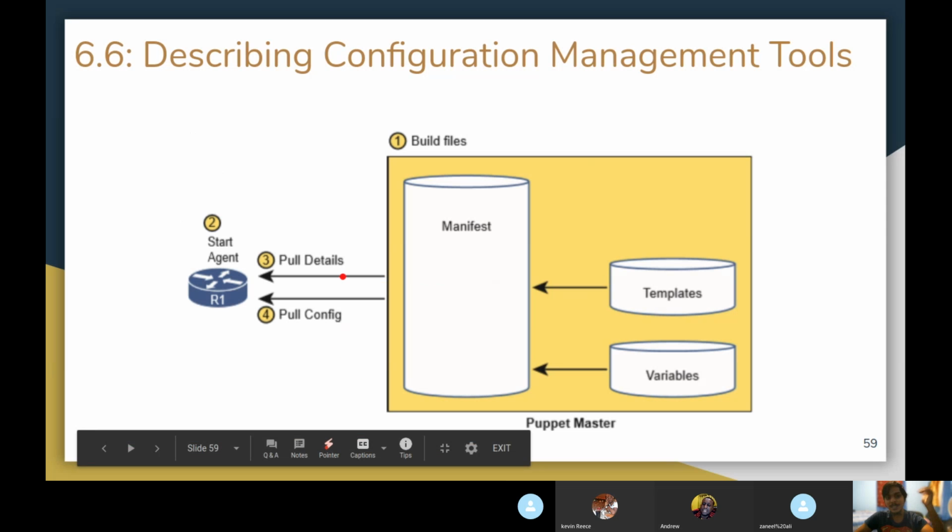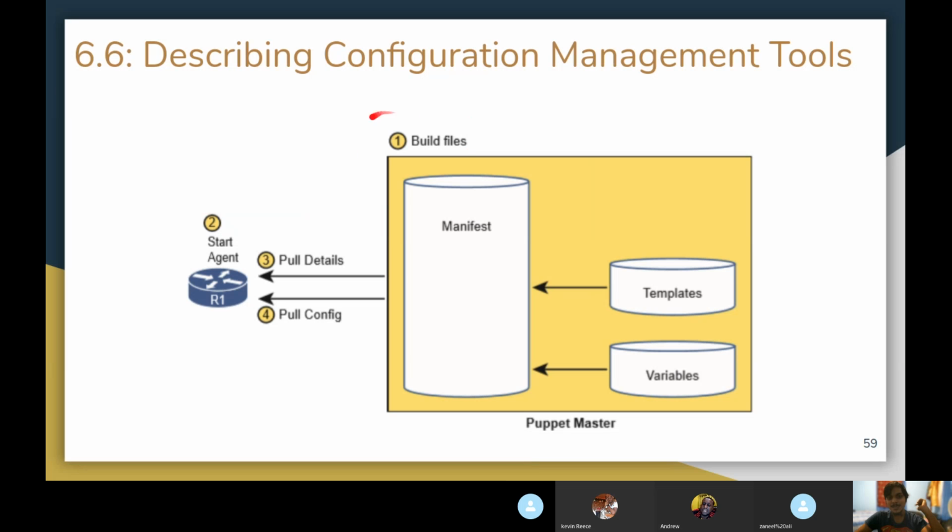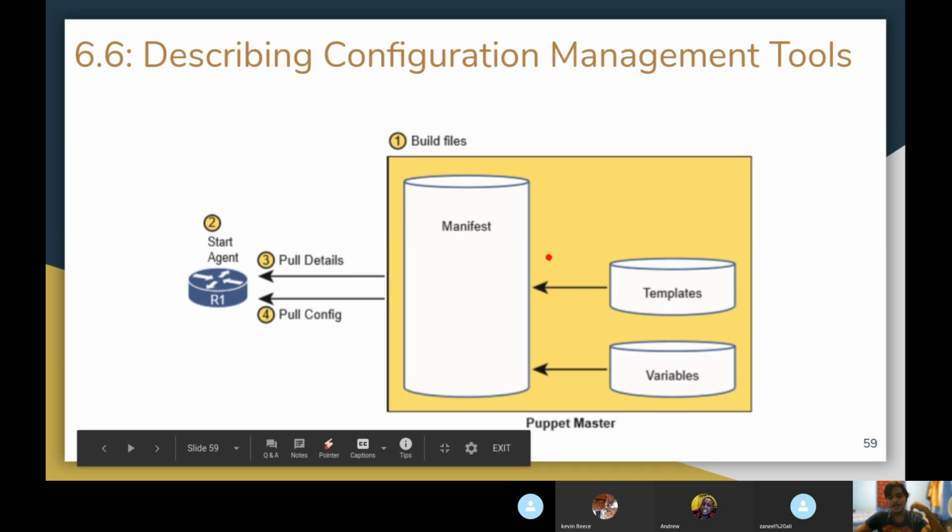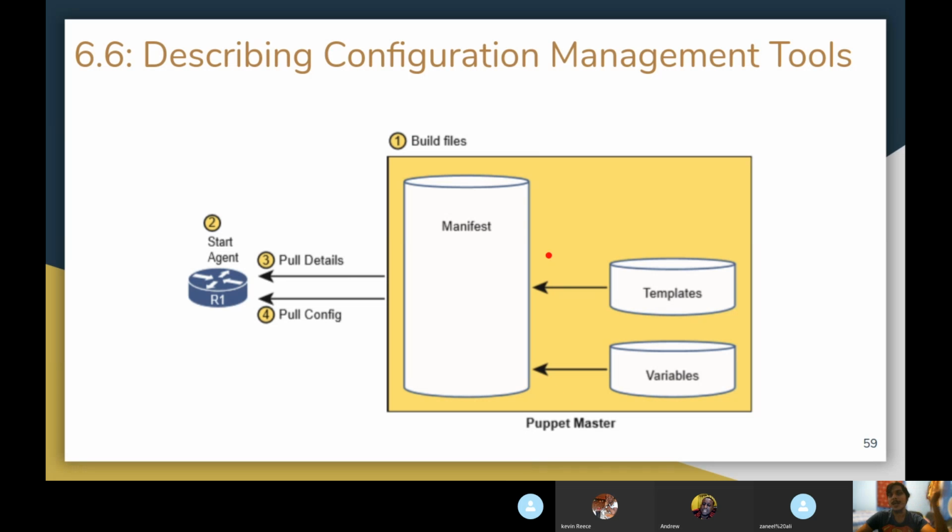So this is what it looks like. So you have your manifest being built, which is just us going into the Puppet master and saying, I want to change this configuration. I want to update the host name from R1 to R2, for example. So we would log in to the Puppet master and say, R1 is now going to be R2. Okay, save and build. And then we start the agent on R1.